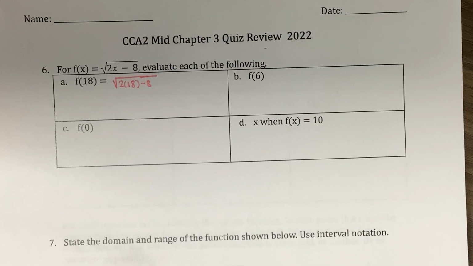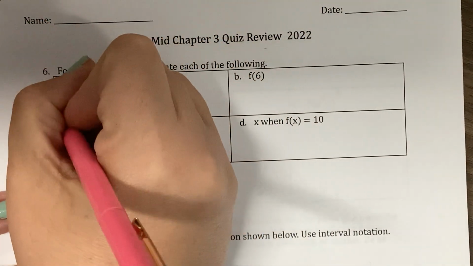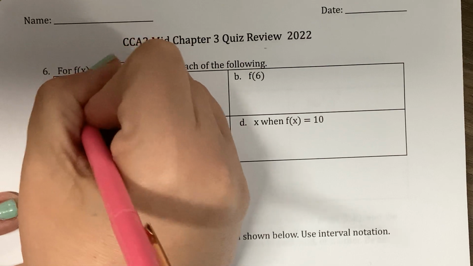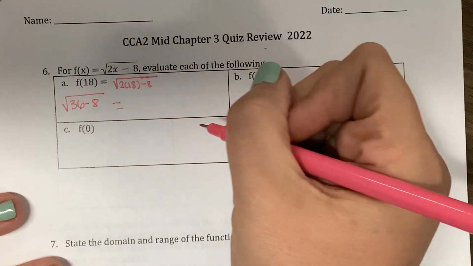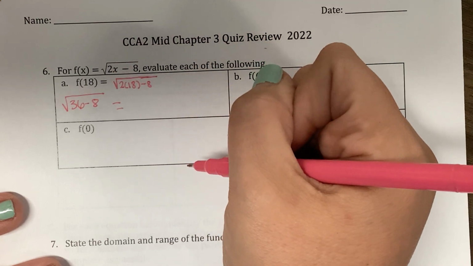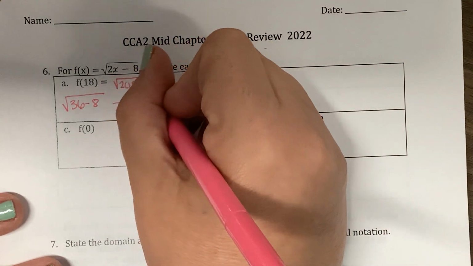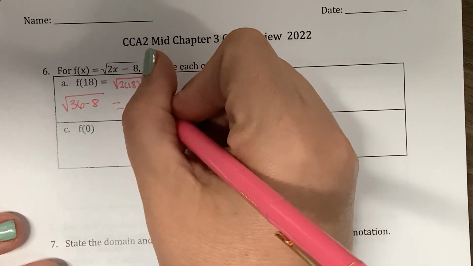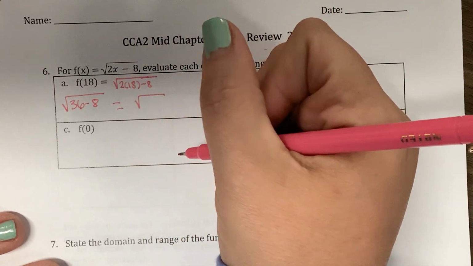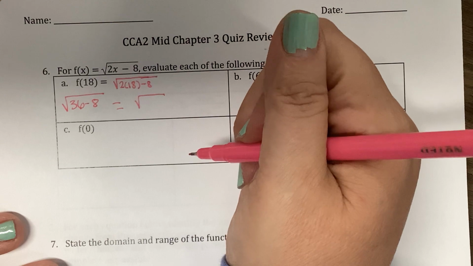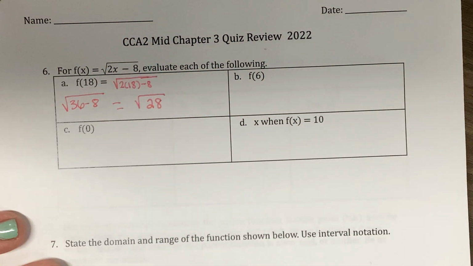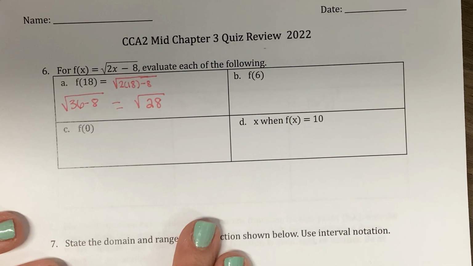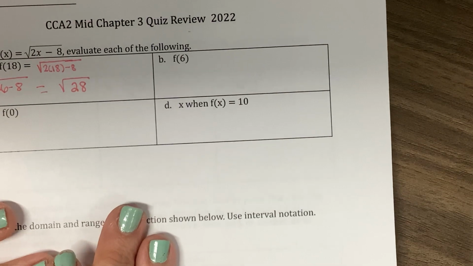2 times 18 is what? 36. So then that's the same as saying the square root of 36 minus 8, which equals what? Square root of 28. Thank you. 28. Don't go any further. Leave it just like that. You can, if you want to, put it in a decimal form, but you don't have to.